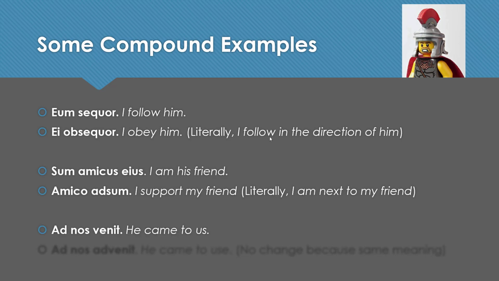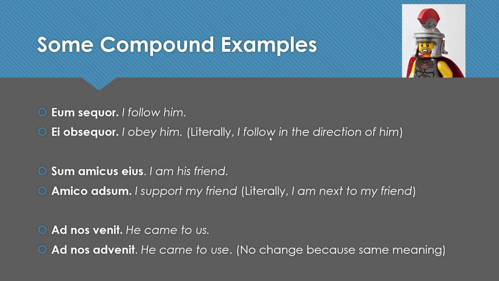This last one here, ad nos venit, he came to us, and then ad nos advenit, he came to us. There's really no change in the meaning there, and so we don't need a dative. It can just stay in that same form. Really, the only difference between venio and advenio is just that stronger sense, like when we had servo and conservo, and that's it.